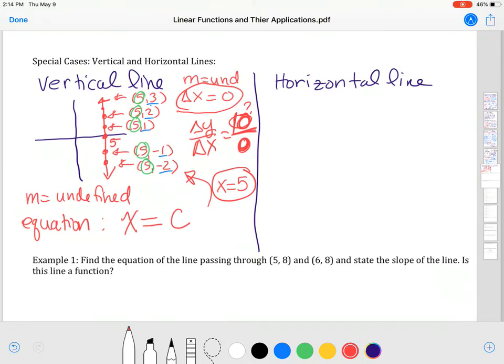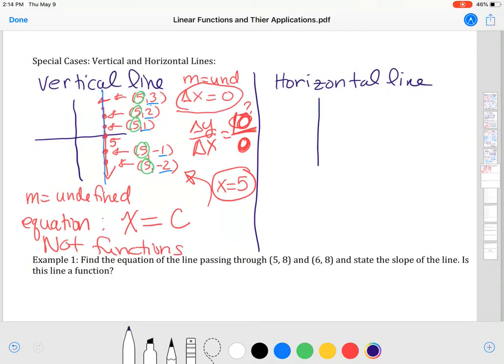Now also one more thing I want to point out. If I were to try doing the vertical line test here, if I draw my vertical line right here, it passes through all of the points on the line. This fails the vertical line test. So vertical lines are not functions. It's a line, but it is not a function.